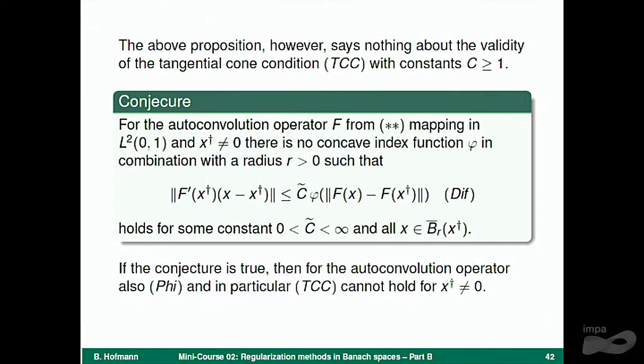And now, an interesting thing, and a question to all in the audience this evening. Please show that the tangential cone condition can never hold also for c greater or equal 1. Which means we conjecture this in this way. If this conjecture here is true, then the autoconvolution operator cannot have this tangential cone condition.